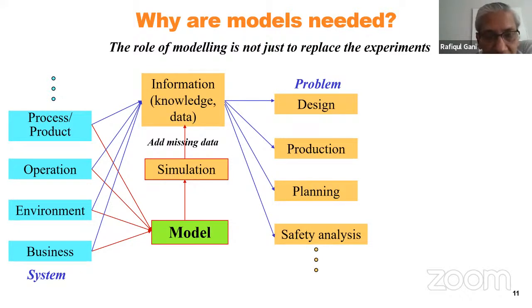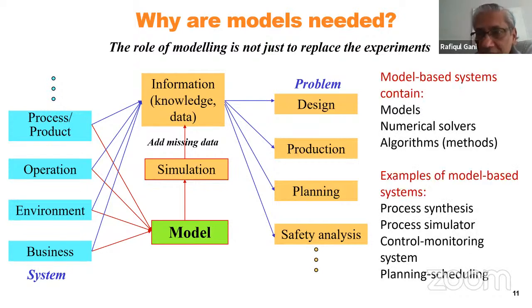And therefore, we need a model of the system. And then we solve the model equations through simulation. We generate additional data, and this additional data completes the data needed so that we can solve the problem. So the role of the model is very important. Most model-based systems contain models, numerical solvers, and algorithms. Examples of model-based systems are process synthesis, process simulators, control and monitoring systems, planning, scheduling, and many more.